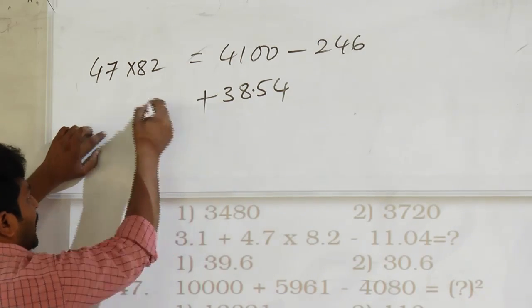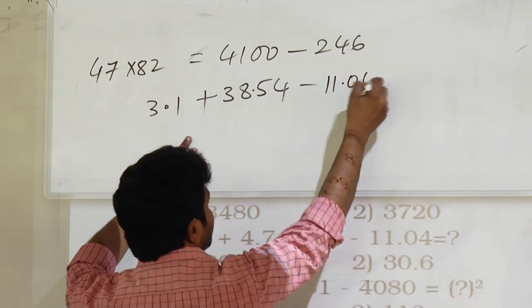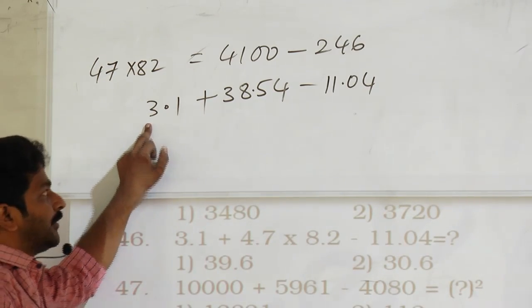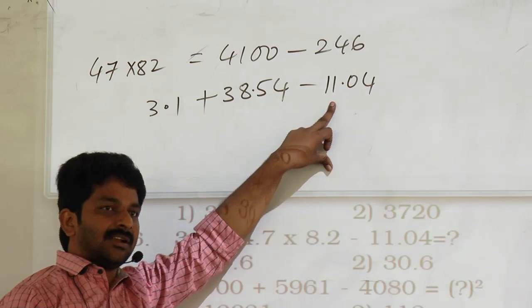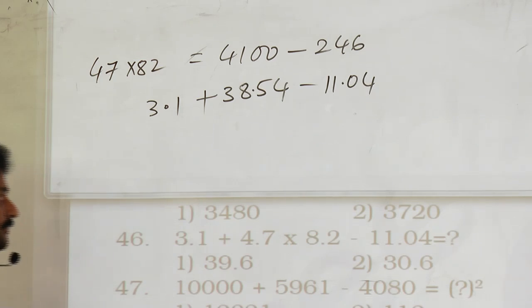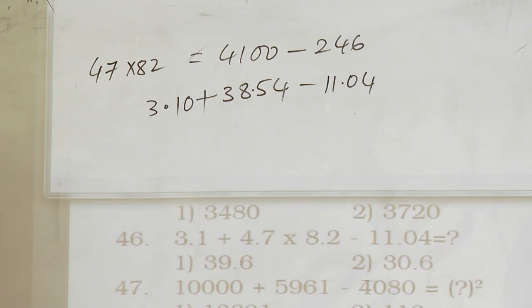Plus 3.1 minus 11.04. 38 plus 3, 41. 41 minus 11, 30. Look at your options. 30. Anyway, last digit, number after decimal is same for every number. Need not worry about it. Next. 3.1 or 3.10, one and the same.